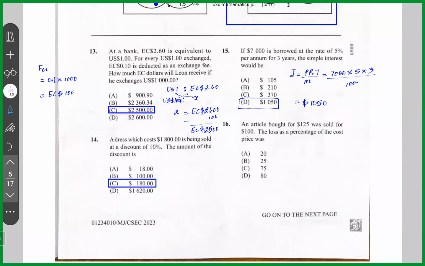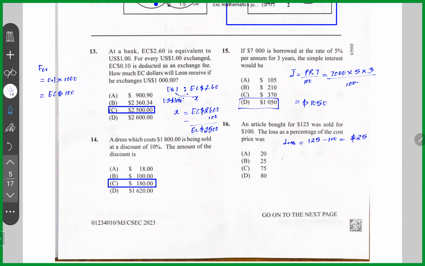All right, question number 15 says, an article bought for $125 was sold for $100. The loss as a percentage of the cost price was... All right, first of all, the loss is equal to 125 minus 100, which is $25.